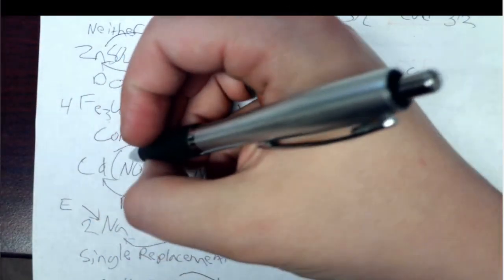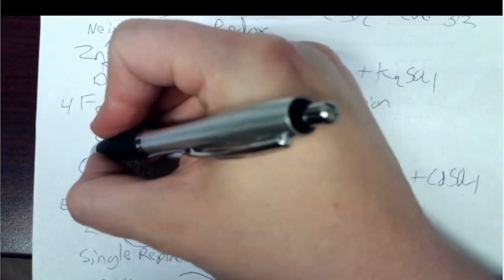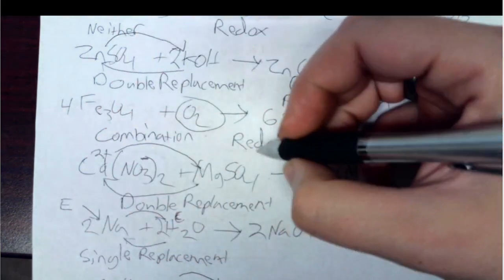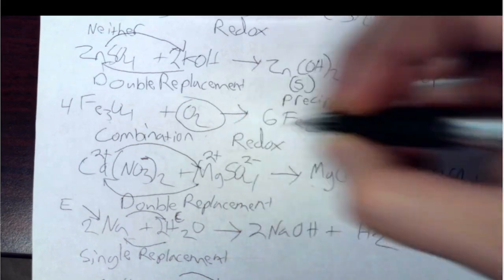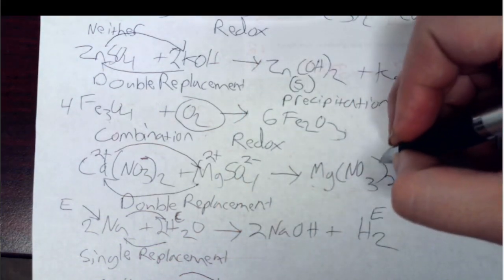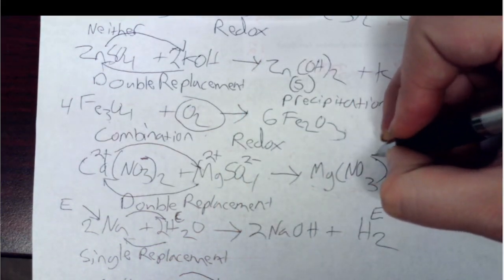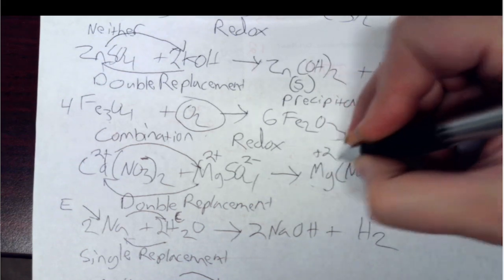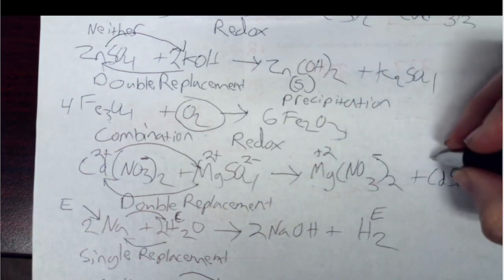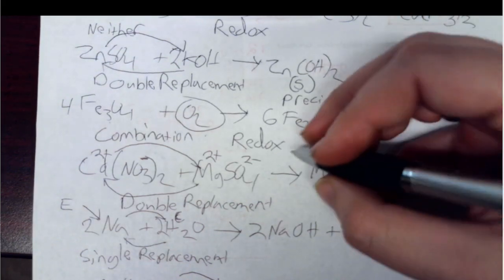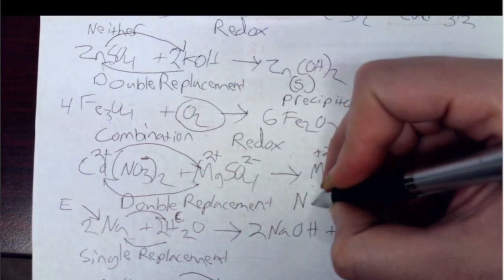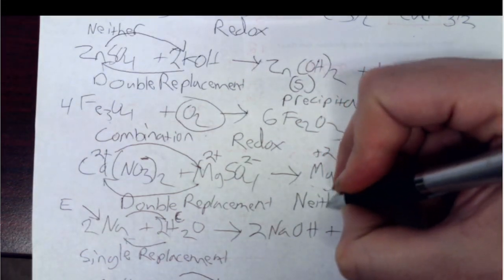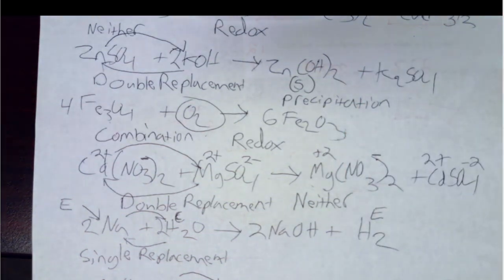Now I check my charges. Nitrate is 1 minus, cadmium is 2 plus. Sulfate is 2 minus, magnesium is 2 plus. Magnesium is 2 plus, and cadmium is 2 plus. No charges change. So even though it's a double replacement, we do not have a driving force. There is no driving force on this reaction.